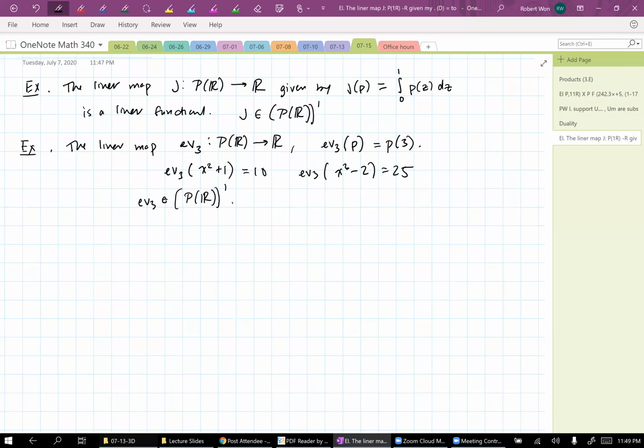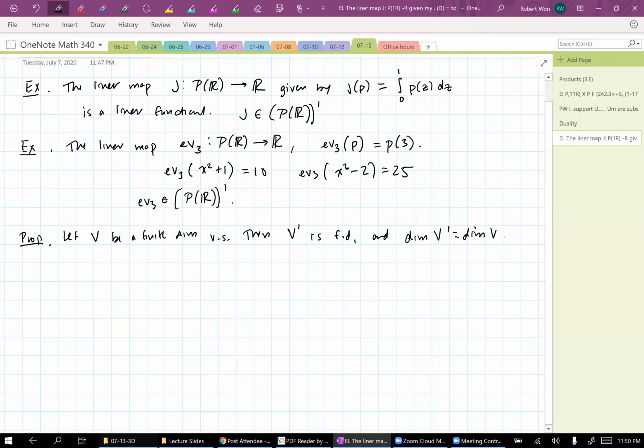There's tons of things that you can frame in terms of linear functionals. So the goal of this section is to try to understand these dual spaces. First results. Let V be a finite dimensional vector space. Then V prime, the dual space, is also finite dimensional, and their dimensions match. Okay, so one nice thing is if you take the dual space, you get a vector space of the same dimension.